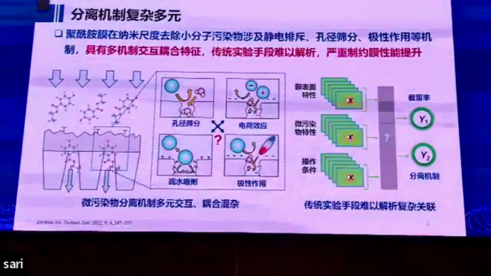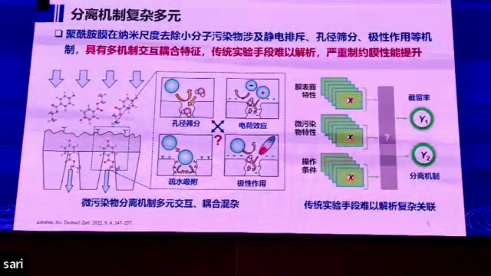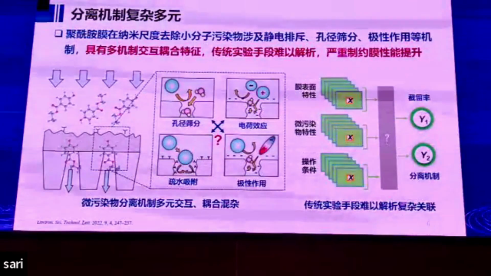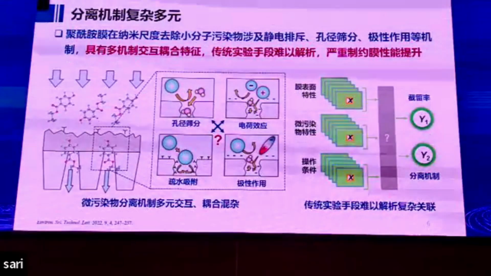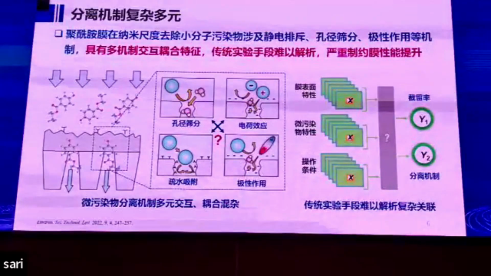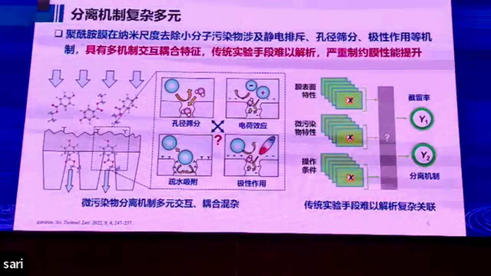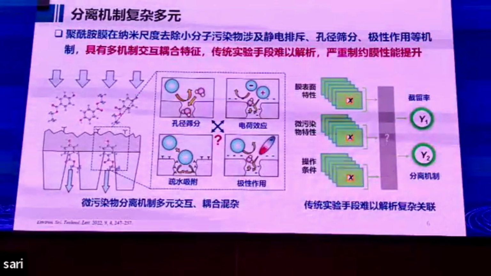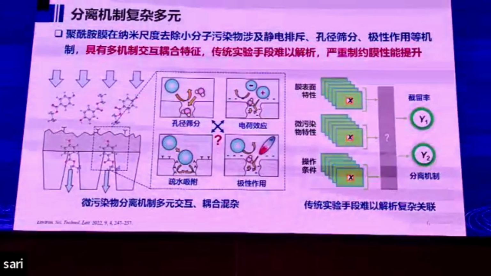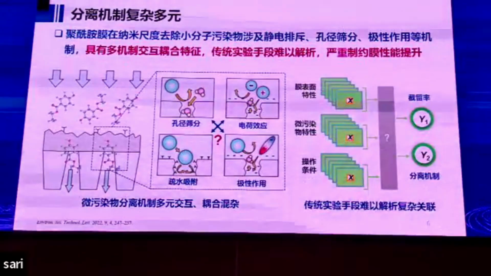However, the mechanisms underlying the rejection of micropollutants by polyamide membranes are quite complex. We know that there are size exclusion, electrostatic repulsion, hydrophilic-hydrophobic interaction and other interactions. So when we use conventional mathematical models, we cannot distinguish these complex mechanisms.